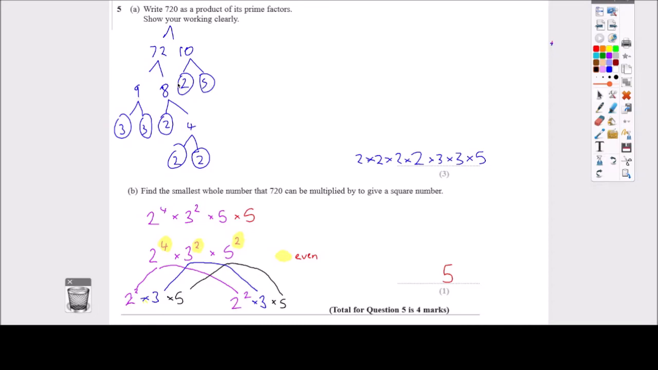Now, 2 and 5 are prime numbers. They're the end of the branch, if you like. So pop a circle around those. The 9 breaks down to 3 and 3, which are both prime. The 8 breaks down to 2 times 4. The 2 is prime. The 4 breaks down to a couple more 2s.